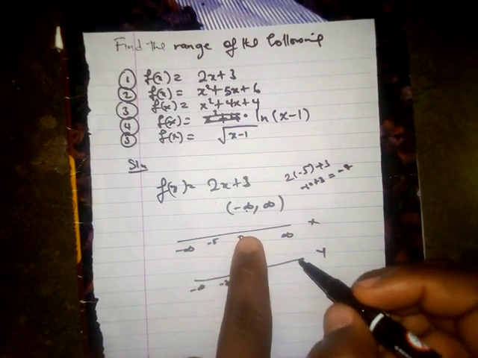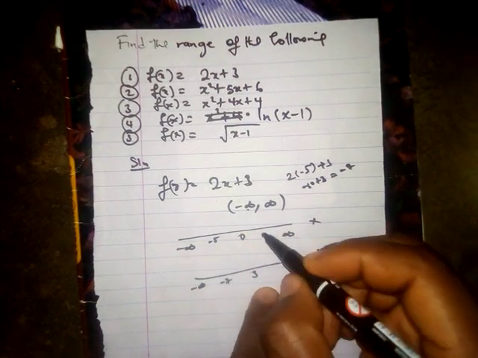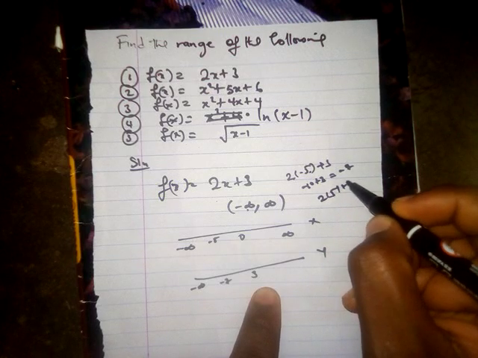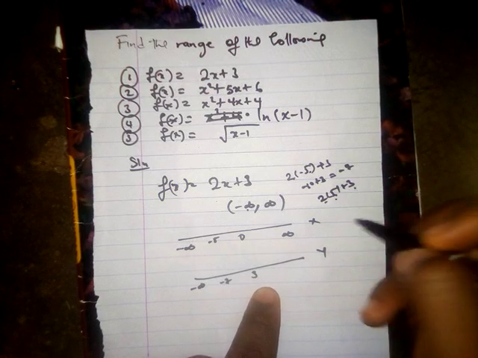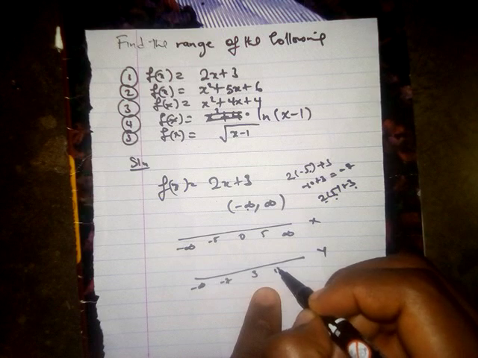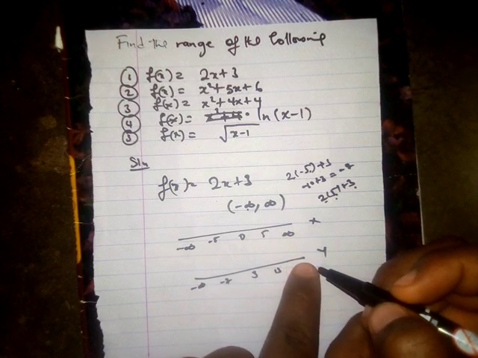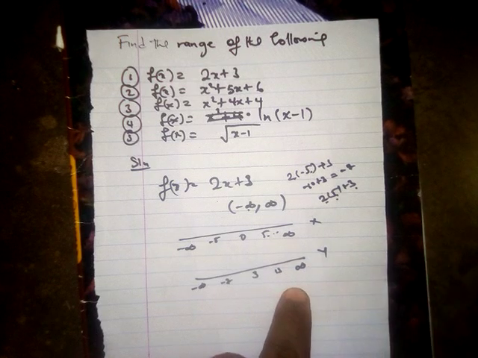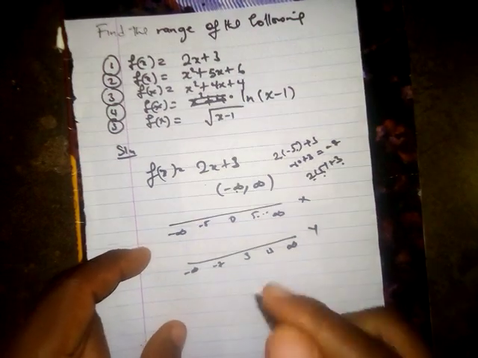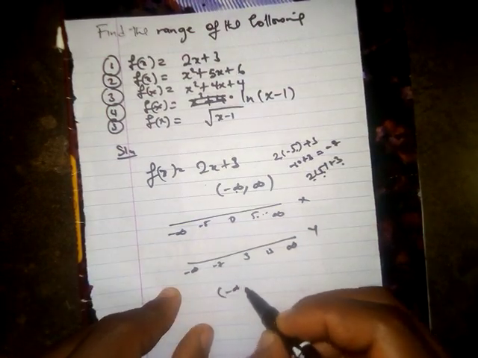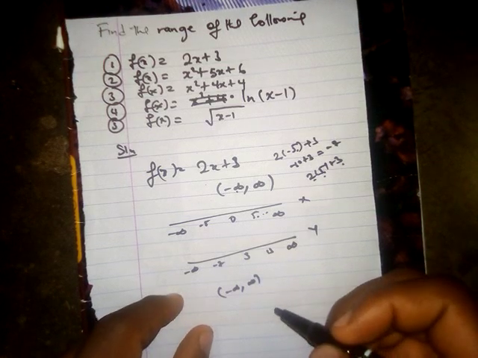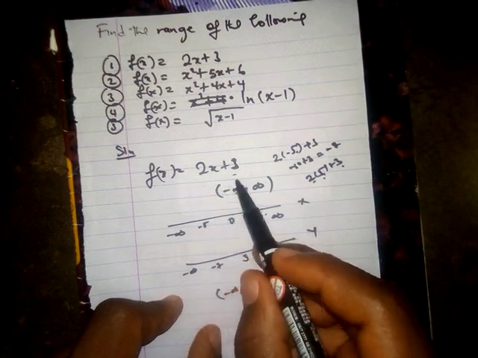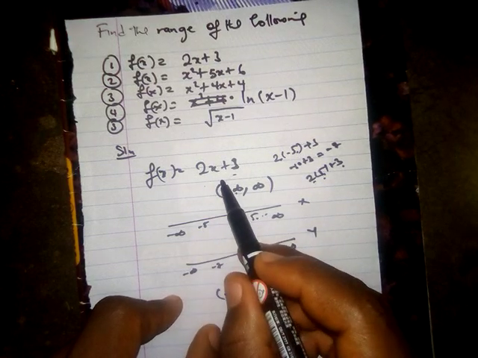Now the same thing applies if I do the same for the other part. If my x is 5, then this will be 2 times 5 plus 3. 2 times 5 is 10 plus 3, that will be 13. So this will now be 13, and this will be now increasing. If I keep increasing my value of x, then I'll be increasing towards the positive part. Okay, so my range here will be all real numbers, minus infinity to infinity.